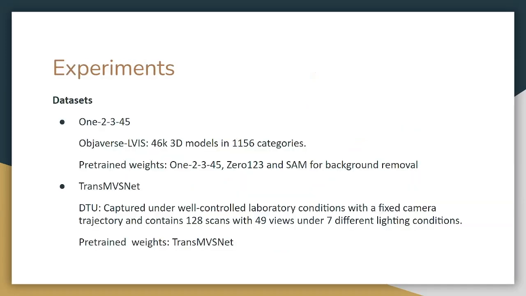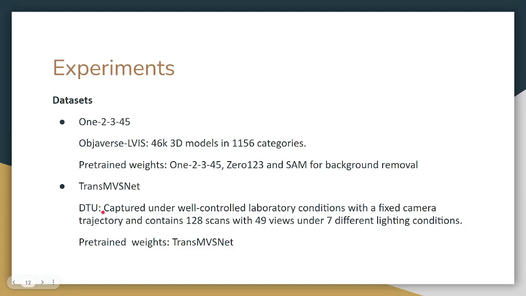And the dataset we use for Zero123-XL is Objaverse. It contains 46,000 3D models in 1,156 categories. Here we use the pre-trained weights of Zero123, Zero123, and SAM (Segment Anything) for background removal, provided by the Zero123 GitHub repository. And for TransMVSNet, we use the DTU dataset to train its model.